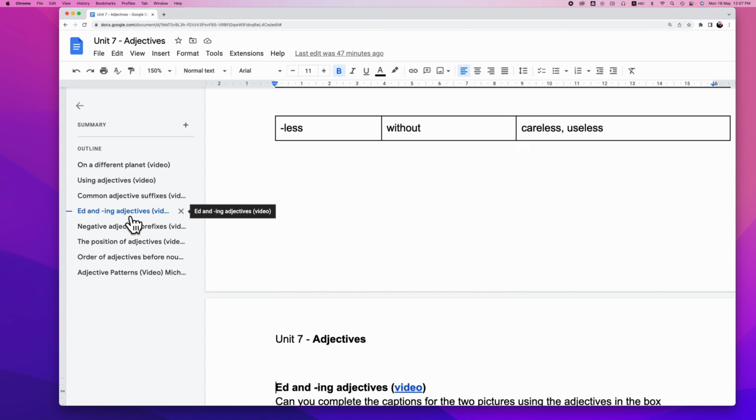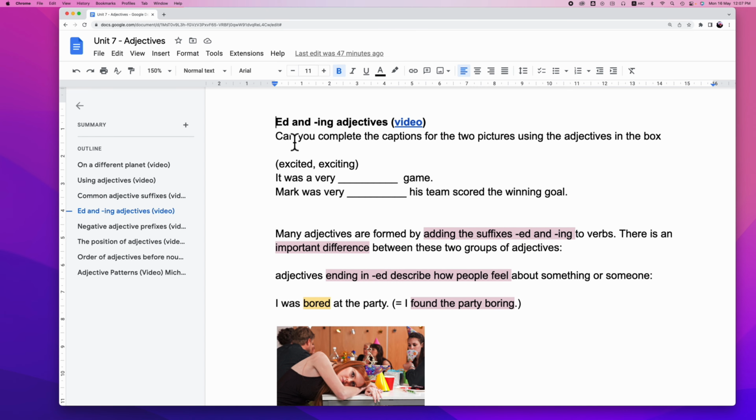The third one, ing adjective and ed adjective. And we know that an ing adjective is an adjective that tells people that something or someone makes people feel that way. So take an example, frightening. Frightening means something or someone makes people feel scared, makes people feel frightened.